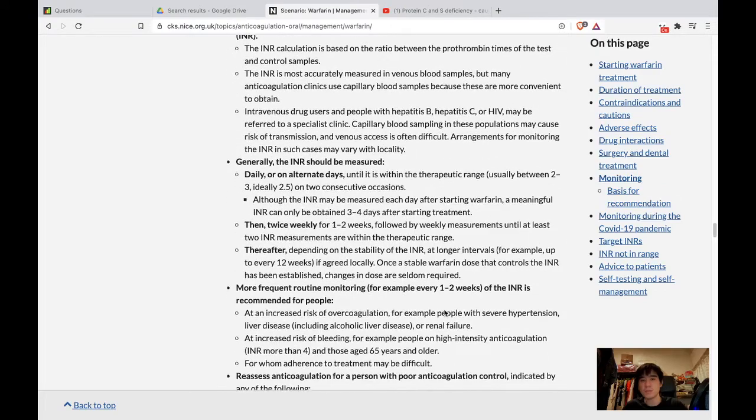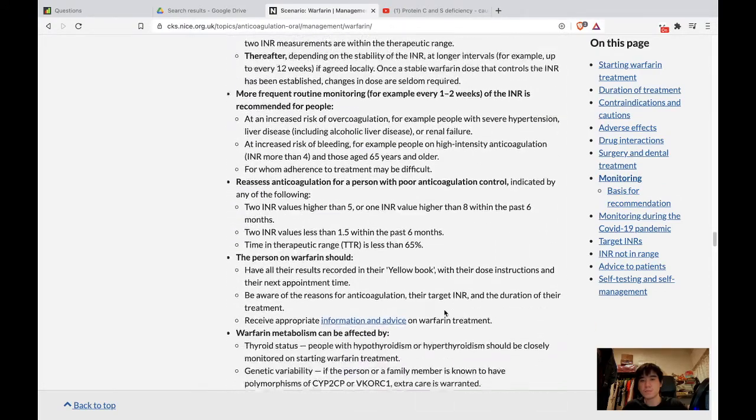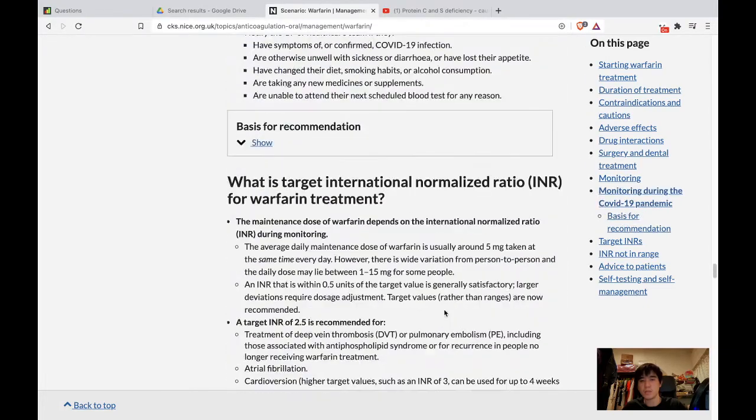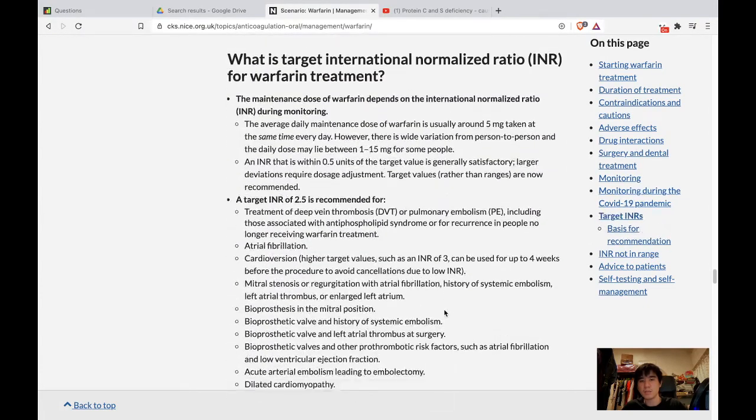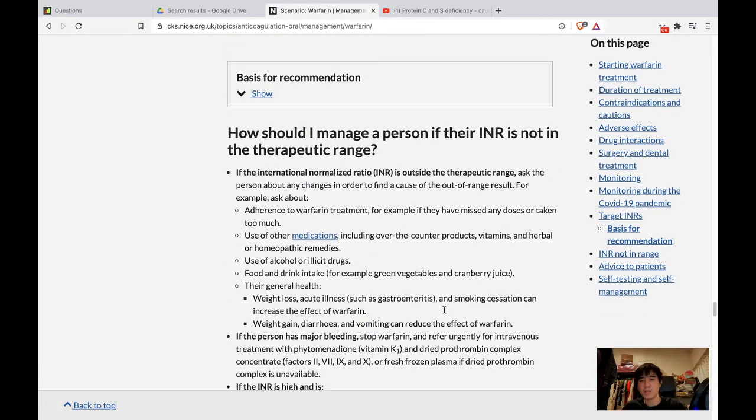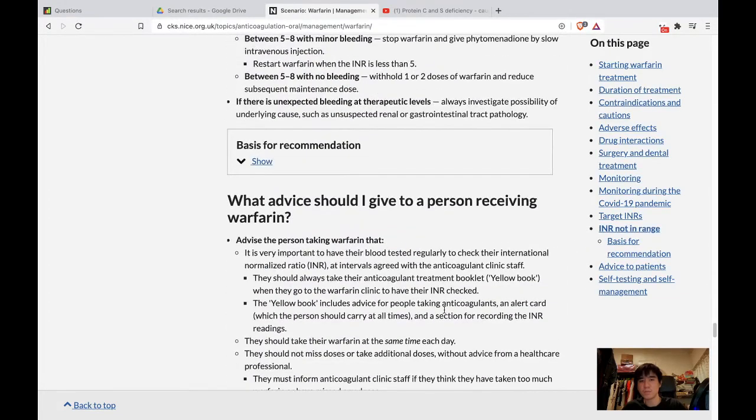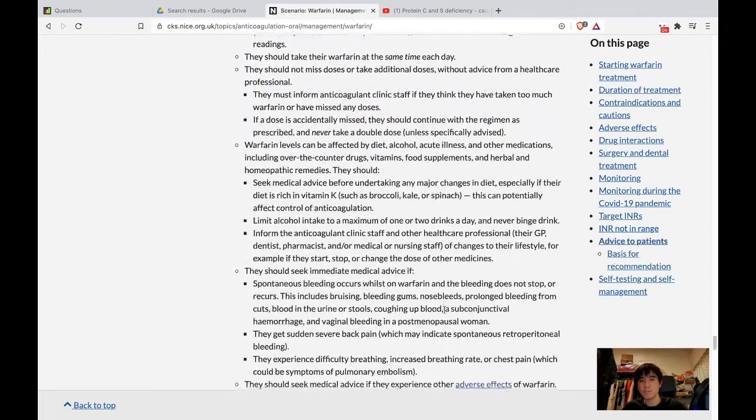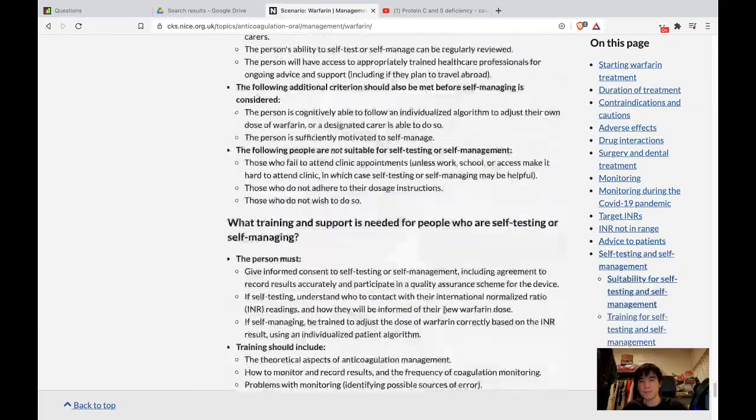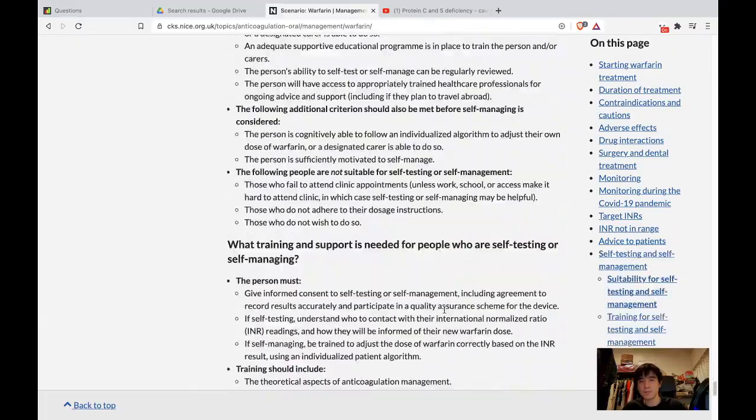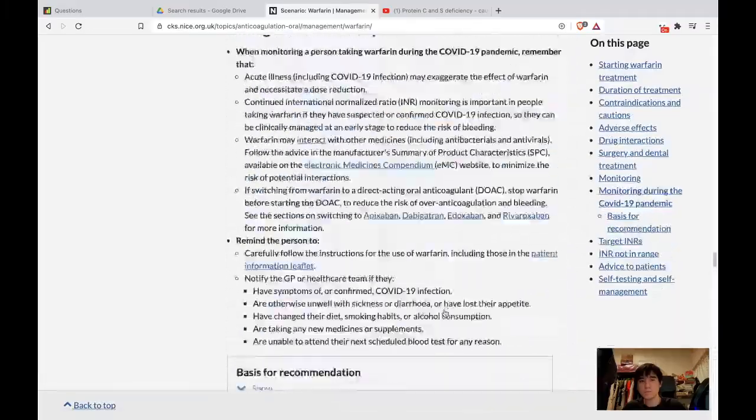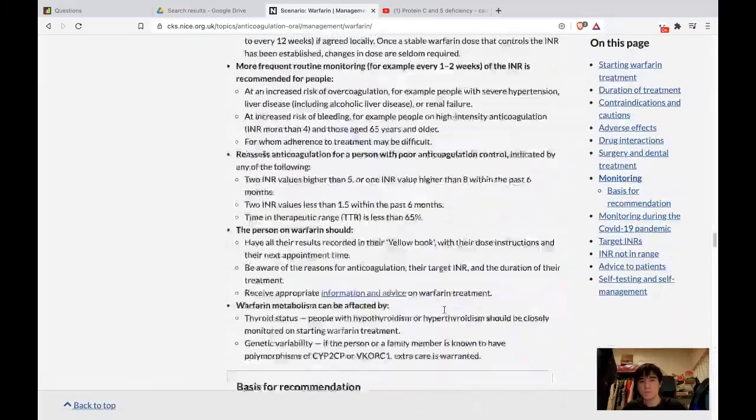How should I monitor? How should I monitor during COVID-19? What is the target INR? How should I manage a person if their INR is not in the therapeutic range? What advice should I give a person receiving warfarin? What is self-testing and self-management? How should I monitor?